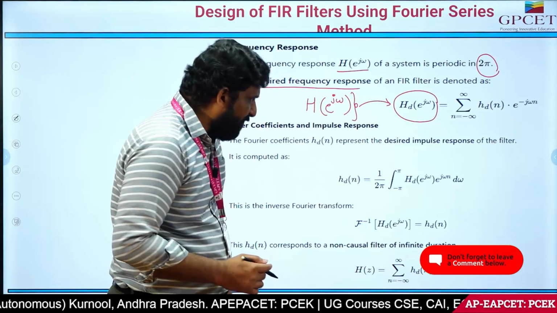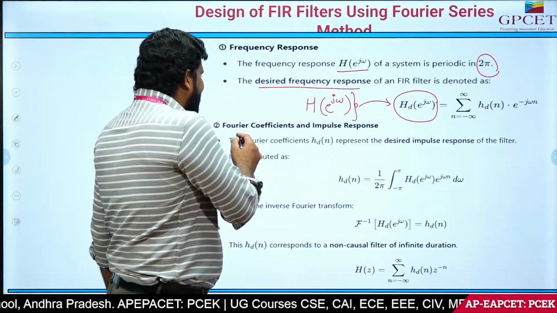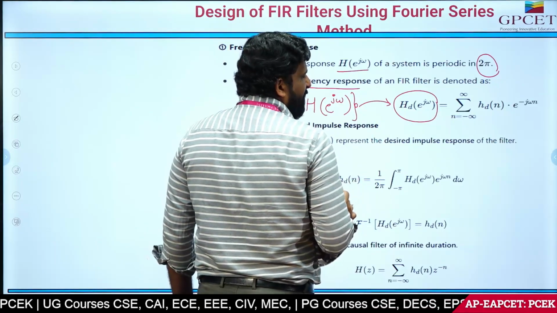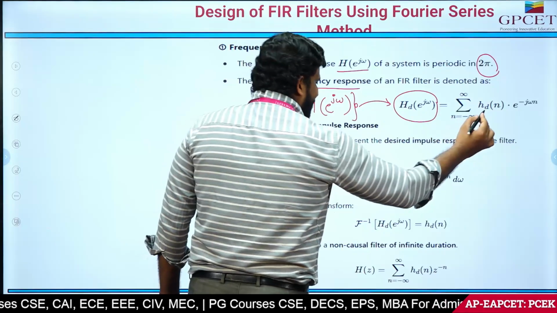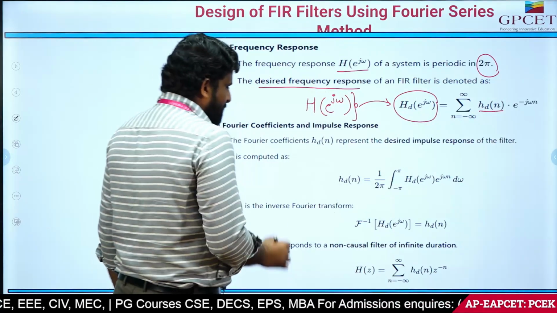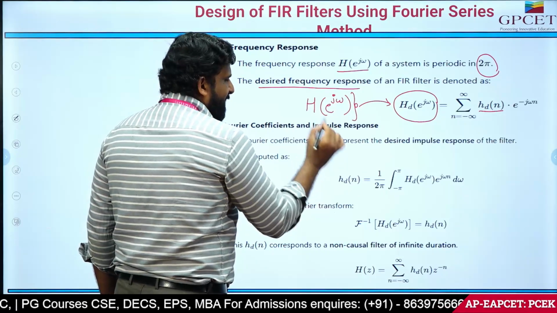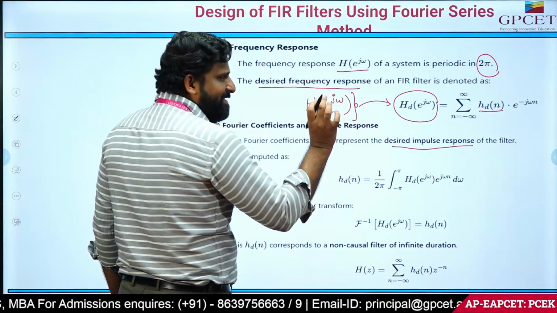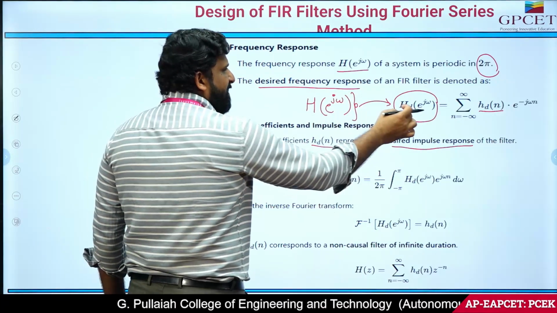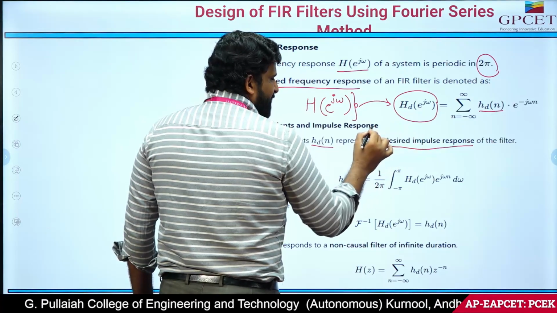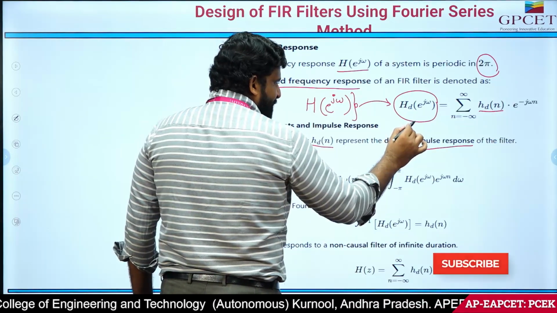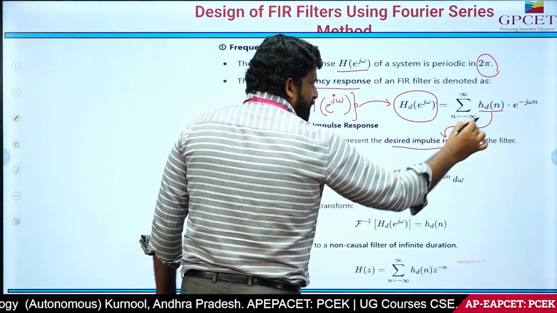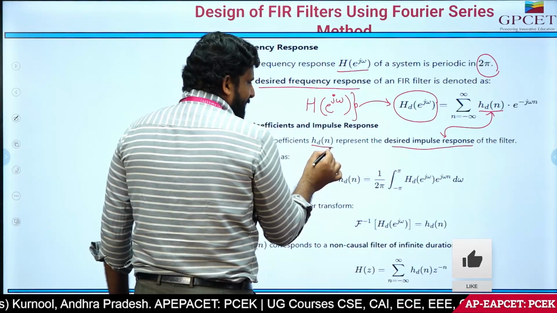Now after getting this Hd of e power j omega, I am taking the Fourier coefficients and the impulse response. In the desired frequency response Hd of e power j omega, I am taking the impulse response hd of n. The Fourier coefficient, which is hd of n, represents the desired impulse response. In this Hd of e power j omega, I am considering the desired impulse response, which is denoted as hd of n.